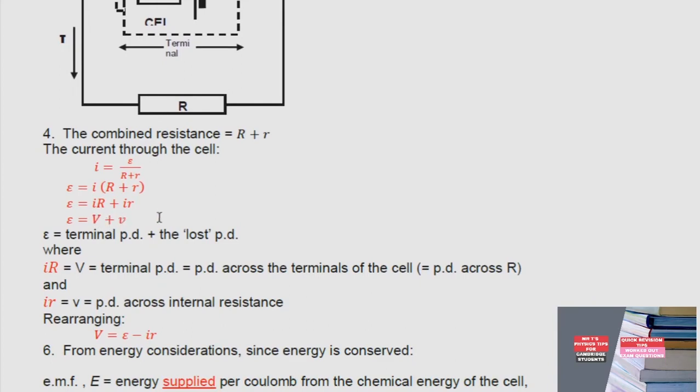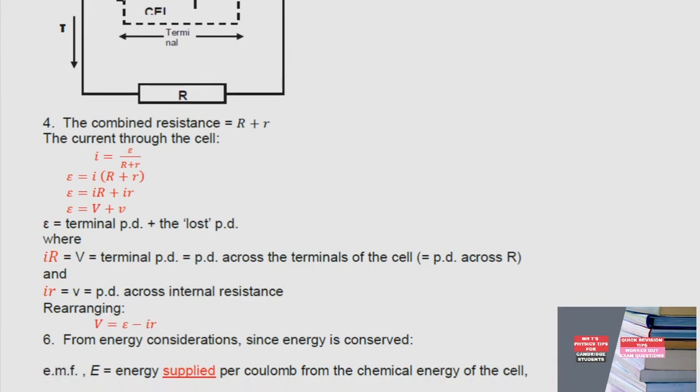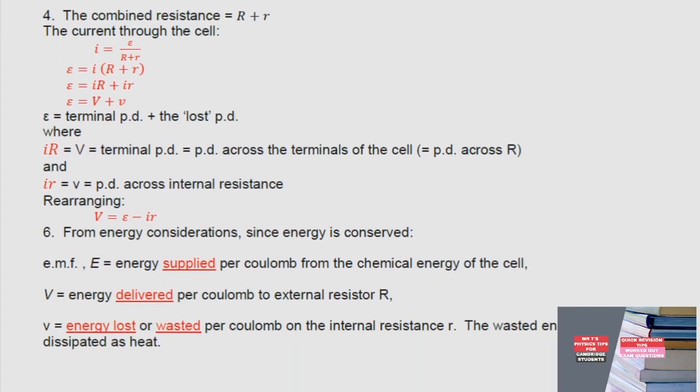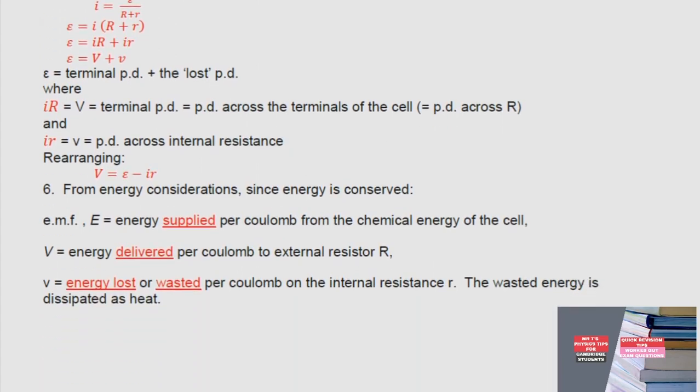And then small v is going to be the lost PD, that is lost to other forms. So IR is the terminal PD, which is equal to the PD across the terminals of the cell. And small letter Ir is going to be equal to the PD across the internal resistance. And rearranging, the terminal PD is equal to the EMF minus I small letter r. From energy considerations, since energy is conserved, EMF E is equal to energy supplied per coulomb from the chemical energy of the cell.